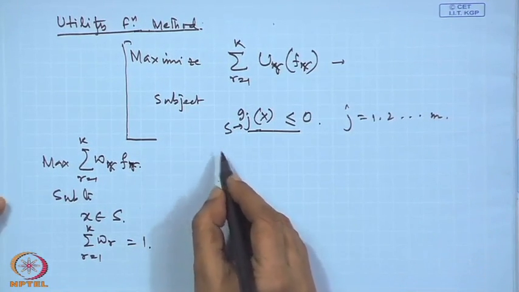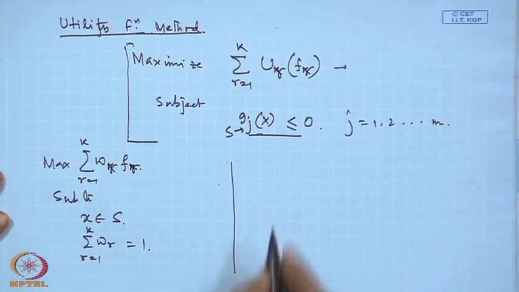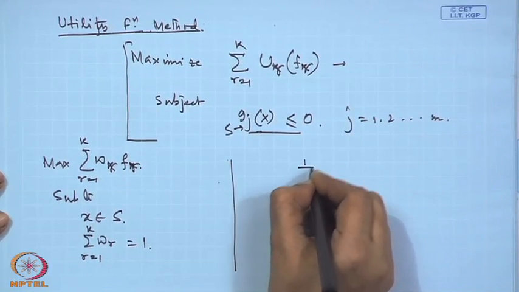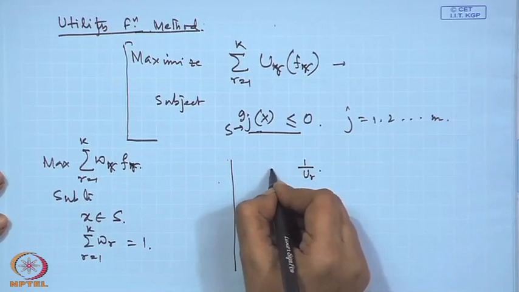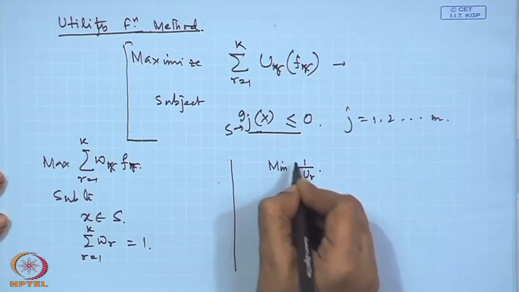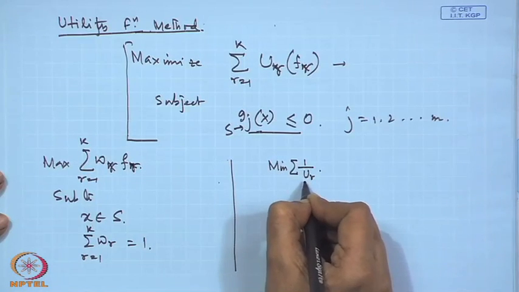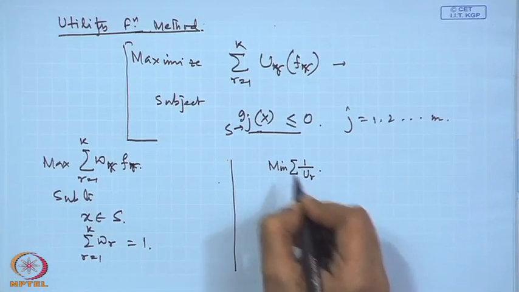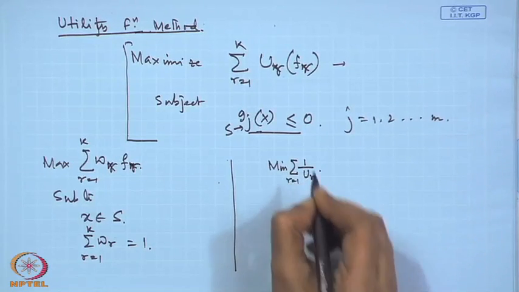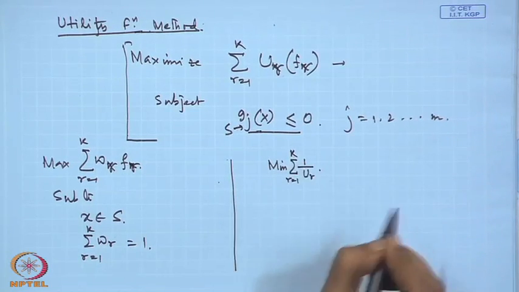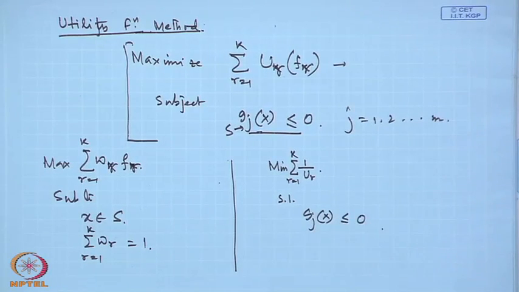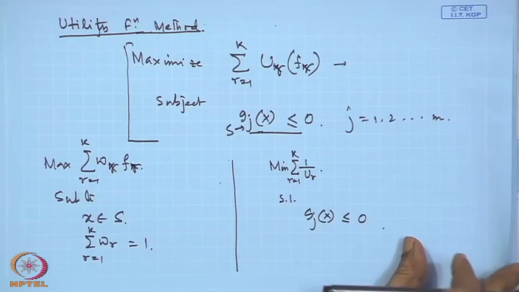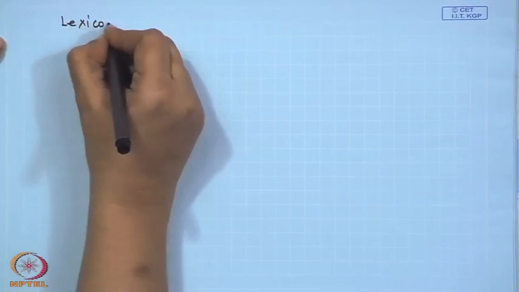There is another variation also available for the utility function method, where we are considering the inverse of the utility values. Instead of considering U_r, we are considering 1 by U_r. That means we are considering individual terms, and this refers to the undesirability. That is why we are trying to minimize the total undesirability together subject to the same set of constraints. These are all the variations available in the literature. Using one of these, we can solve the multi-objective problem. There is another nice technique also available, that is called the lexicographic.